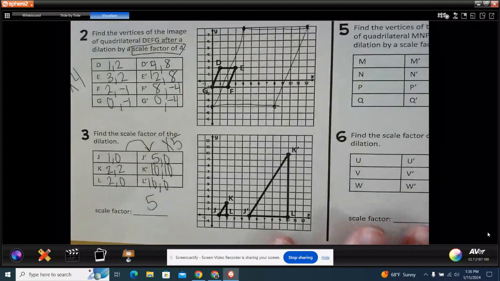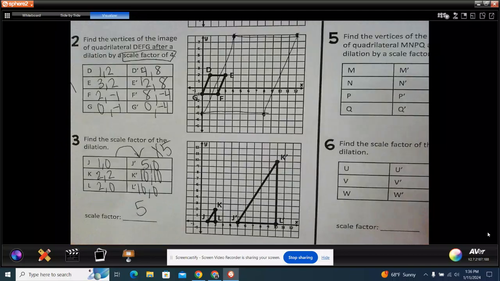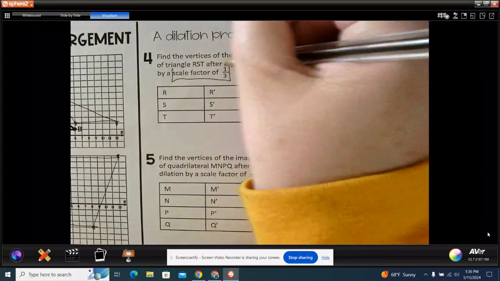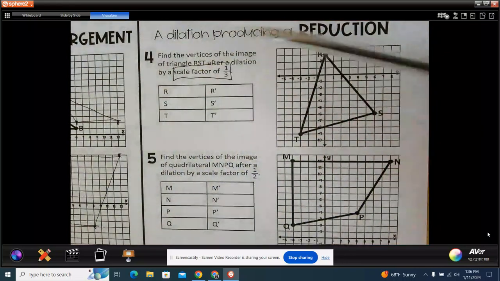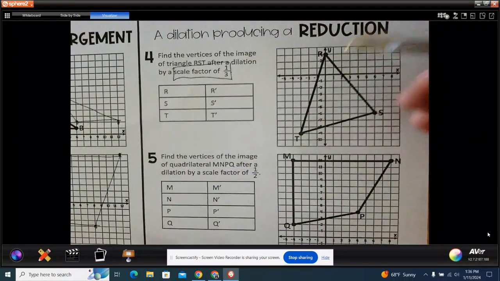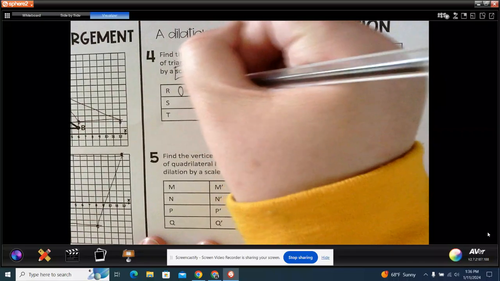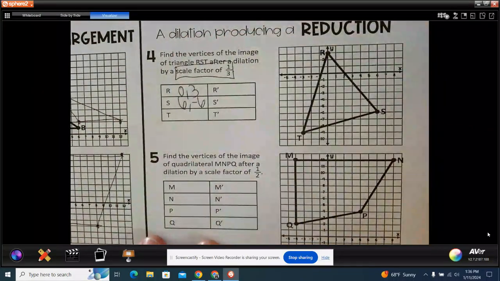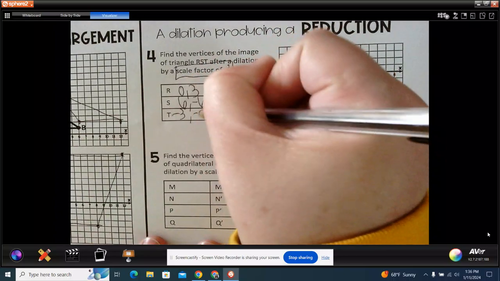So now let's look at the reductions. This is where the image is getting smaller. So similar to the last slide, we still have a scale factor, but the image is going to be smaller. So find the points. R is at 0, 3. S is at 6, negative 6. And T is at negative 3, negative 9.